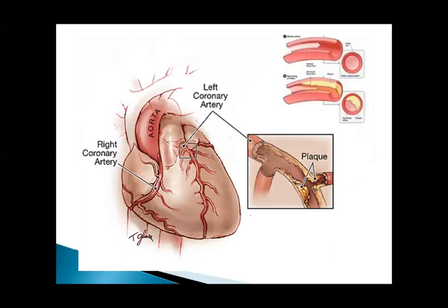Okay, so left coronary artery, again right coronary artery. These are the marginal arteries. I think this anterior descending artery comes off your aorta. So what happens is plaque formation, the same story that I have already told you.